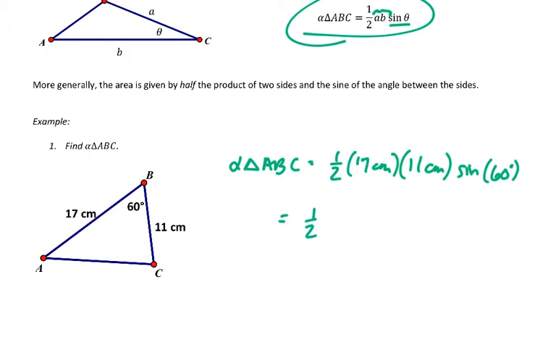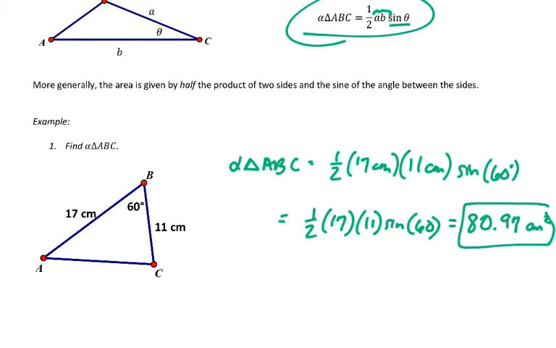Times 11 times the sine of 60. I get that 17 times 11 times sine 60 is approximately 80.97 centimeters squared. That's how you find the area of a triangle. It's fairly straightforward. If you have any questions, feel free to ask me.